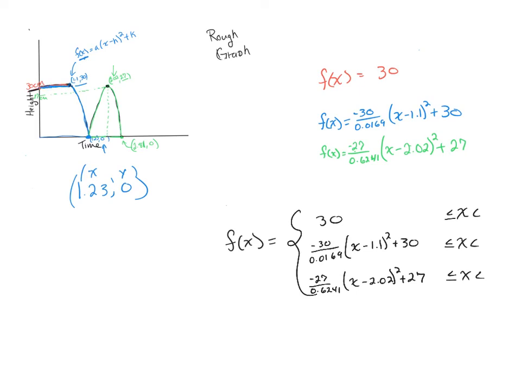All right, so for f of x is equal to 30, this line right here, this is going to start when my x value is 0, and it's going to end when my x value is 1.1. Now, my second function is going to pick up right where that left off, so it's going to be at 1.1, and then it's going to stop right here when x is 1.23.